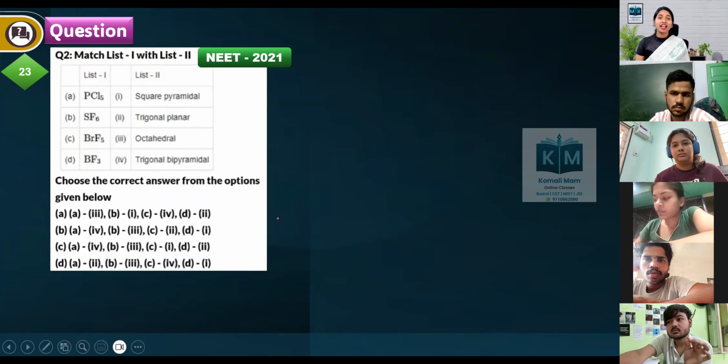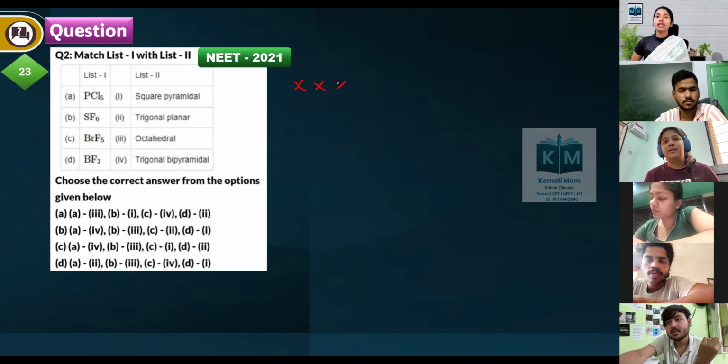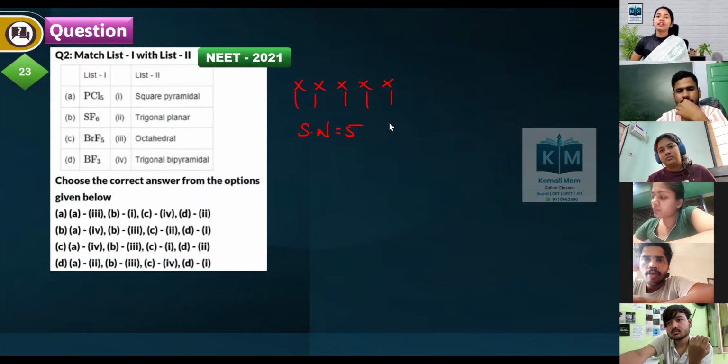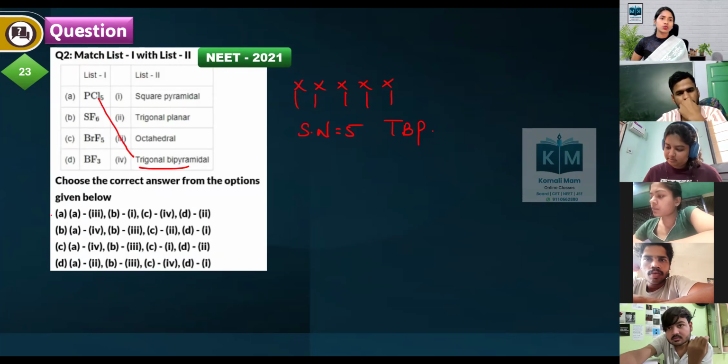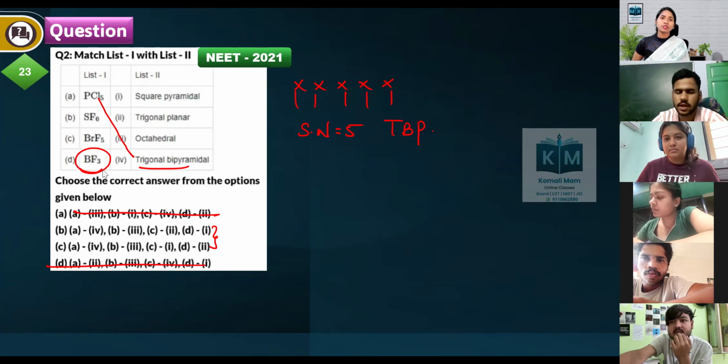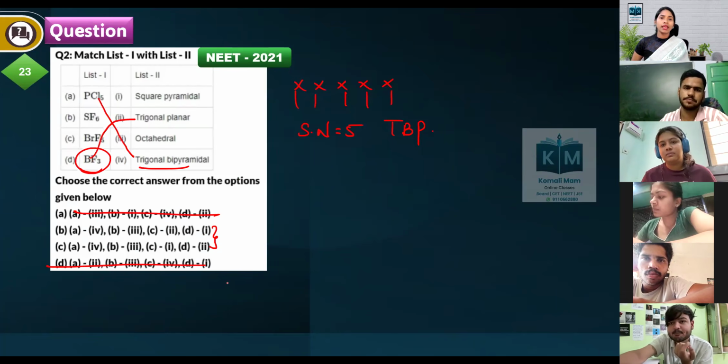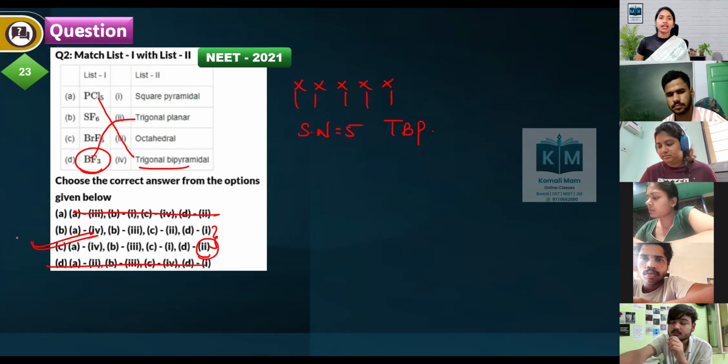PCl5, SF6, BrF5, BF3. What we have to do? Find the hybridization. PCl5: phosphorus contains how many electrons in the valence shell? 5 electrons. Each chlorine forms 1 bond. Steric number is 5. What is the shape? Trigonal bipyramidal shape. So 4 is the correct answer for the first one. Now the last is different for these two, so we'll find for the last one. BF3 is sp2 hybridized, so trigonal planar, 2 is the correct answer. So C is the correct answer.